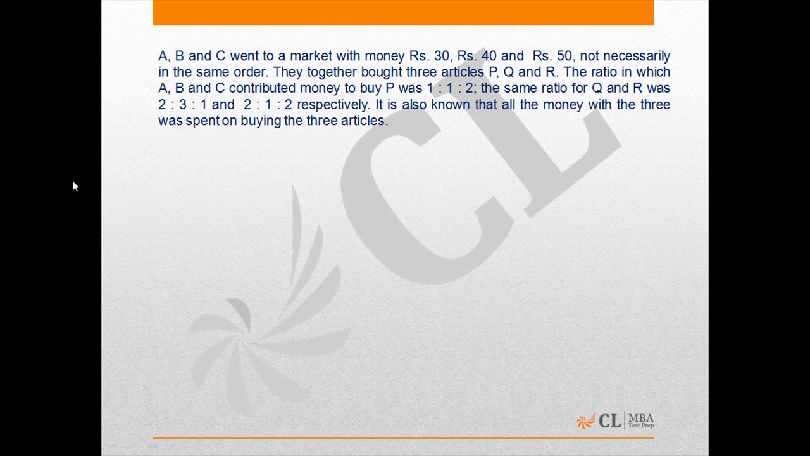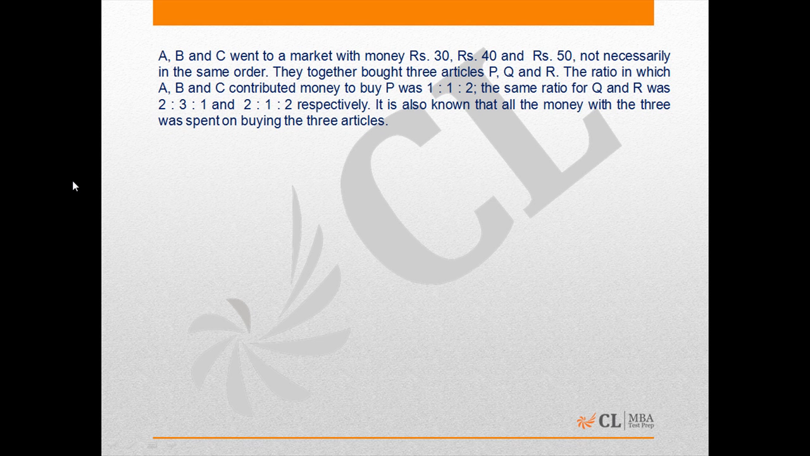Now, in the next set of questions, A, B, C went to a market with money 30, 40, and 50, not necessarily in the same order. They together bought three articles P, Q, and R. The ratio in which A, B, and C contributed money to buy P was 1:1:2, and the same ratio for Q and R was 2:3:1 and 2:1:2 respectively. It is known that the money with them was spent on buying all the three articles.